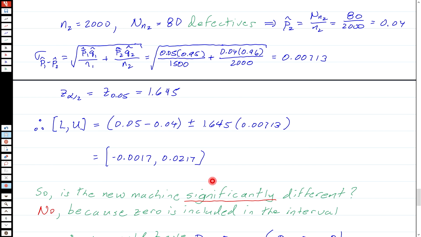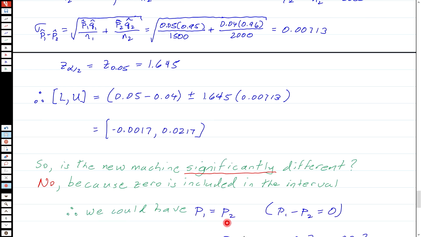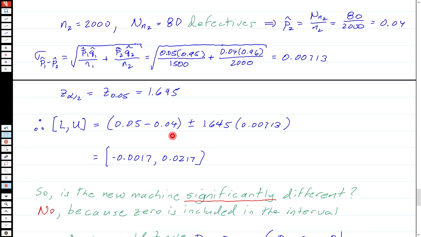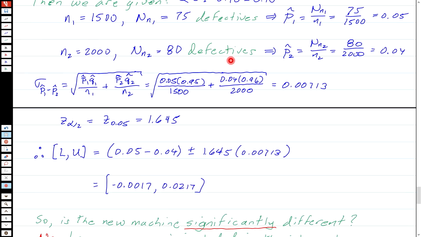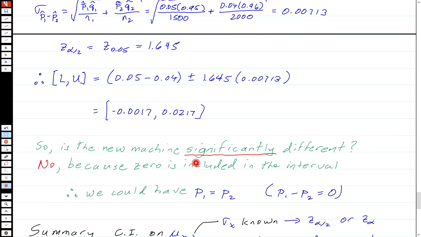So we could ask, is the new machine significantly different? Well, no, because the 0 is included in this range. It's possible to have P1 equal to P2, i.e. P1 minus P2 equals 0, because that's inside this range. We see, however, that the lower bound here is actually pretty close to 0. So there's probably a percentage. We took 90% here. I think if we tried this at 80%, we could probably say that there's an 80% probability that the new machine is different, because this range probably would be all on the plus side.